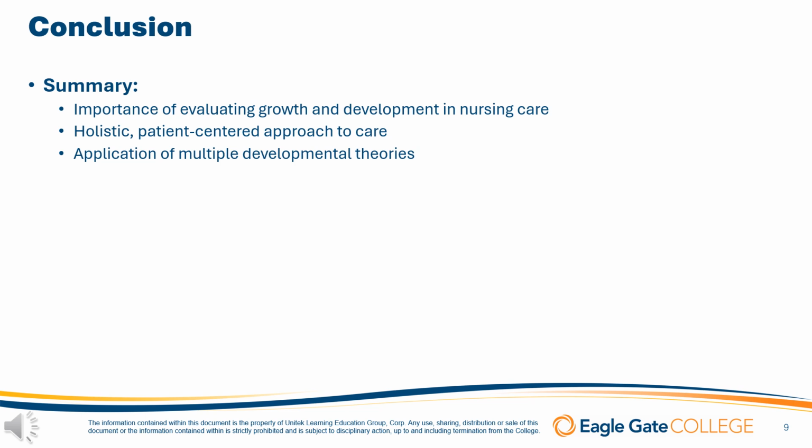As we conclude our discussion on the importance of incorporating theories of growth and development in nursing care, let's look at key points. Understanding and evaluating growth and development is crucial in providing comprehensive nursing care. This involves recognizing the physical, cognitive, psychosocial, and moral development stages of patients across their lifespan. Evaluating these aspects helps to identify normal developmental milestones and potential delays or issues that may require intervention. By doing so, we can ensure that care plans are tailored to meet the specific needs of each patient, ultimately promoting better health outcomes.